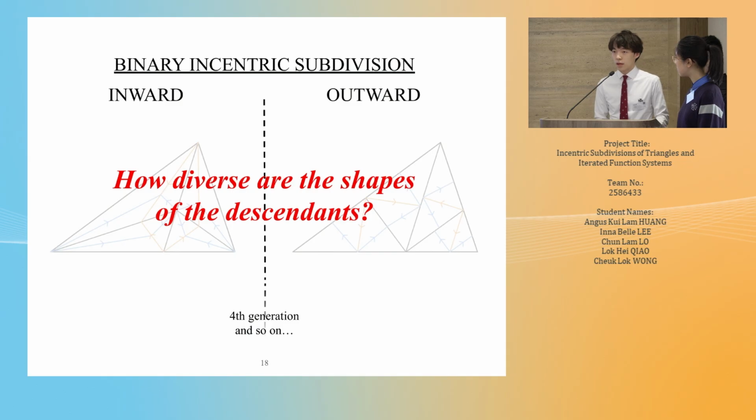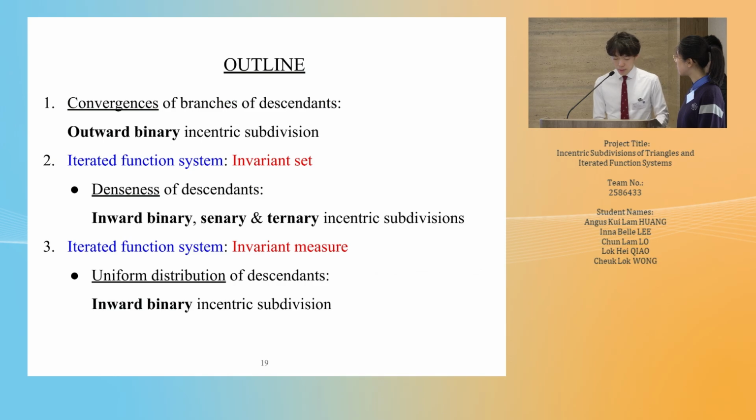And we can ask the same question: how diverse are the shapes of the descendants? In what follows, we will first prove convergence results in the outward binary case, as it is relatively straightforward. Next, we will use the tool of invariant sets of iterated function systems to prove densest results in the inward binary case, as well as to reprove those in the Senary and ternary cases more efficiently.